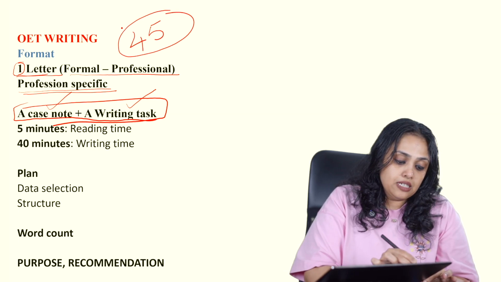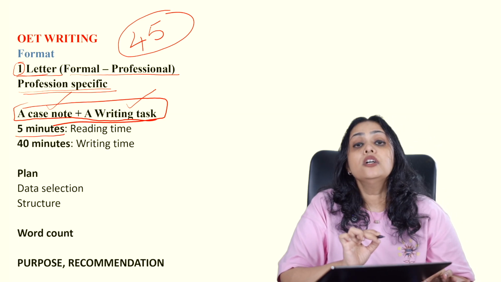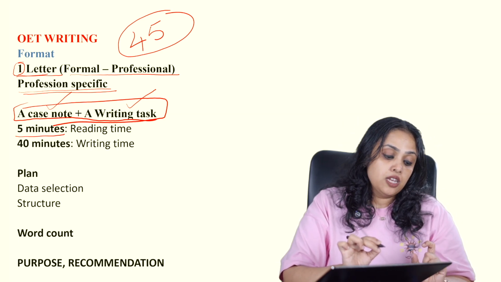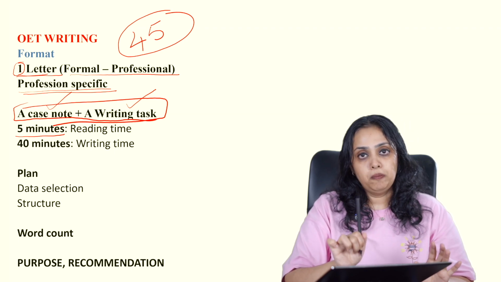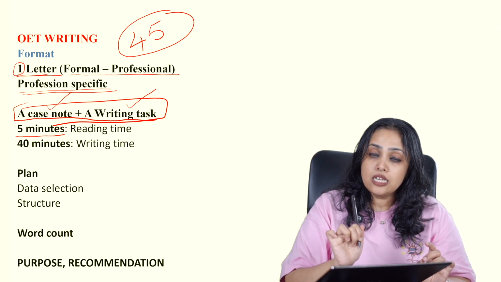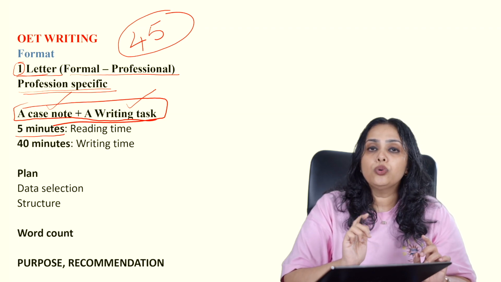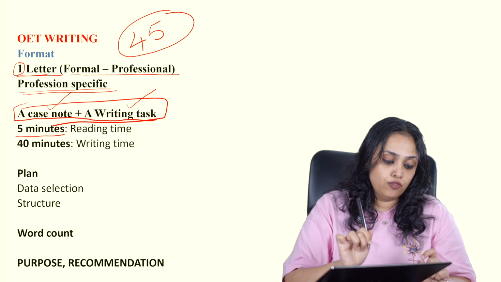Now, regarding the time distribution, the total time for your writing test is 45 minutes. In that 45 minutes, the initial 5 minutes is called the reading time. During the reading time, you have to be careful that you'll not be allowed to touch your pen or pencil. The invigilator will strictly instruct you not to touch your pen or pencil, and you have to follow that.